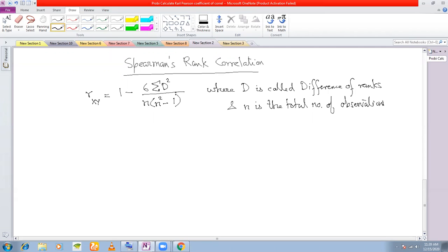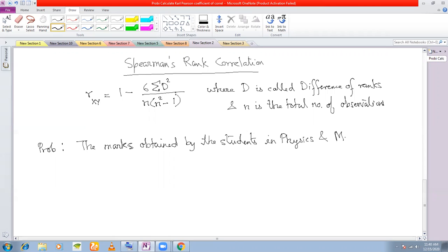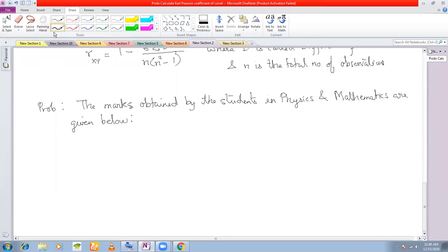Okay, let us take an example and see how this formula is used. Problem. The question is, the marks obtained by the students in physics and mathematics are given below. So this table is given to you.